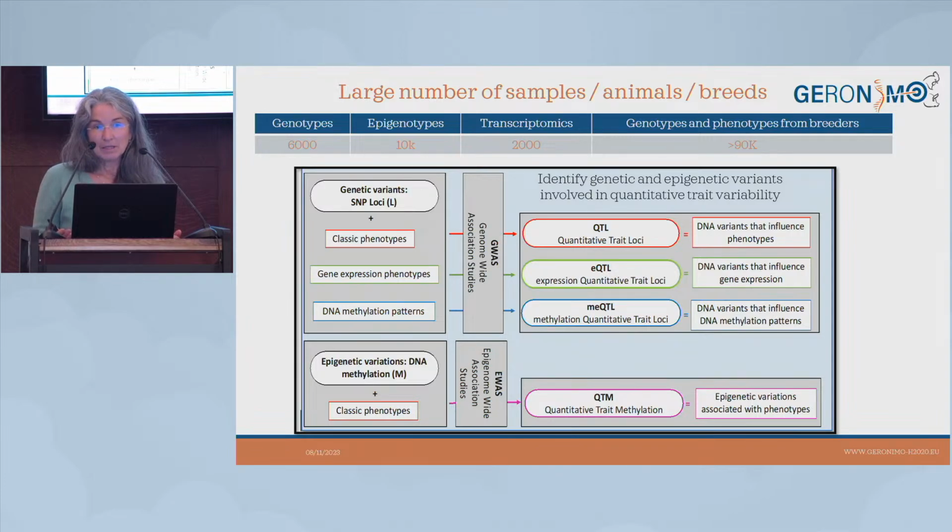And all this amount of data is needed for the analysis we will perform. So there will be a lot of GWAS going on with classic phenotypes, with gene expression phenotypes, with DNA methylation patterns in order to identify QTL, eQTL, and meQTL for a large range of traits, as well as we would like to develop the EWAS approach. So use the methylation information plus classic phenotypes in order to identify QTM.